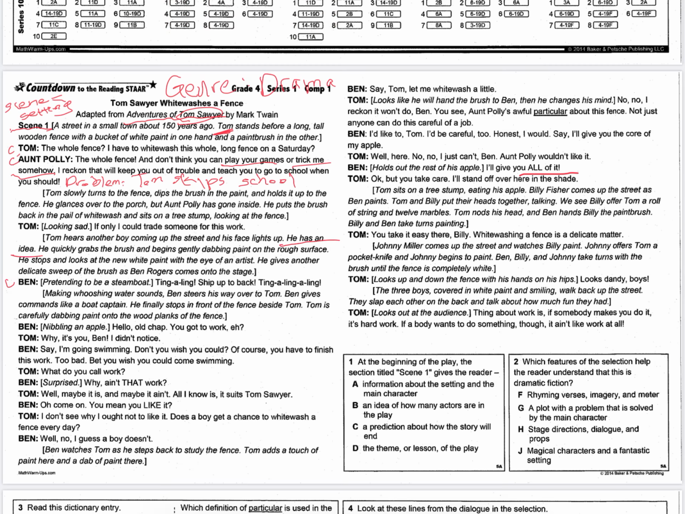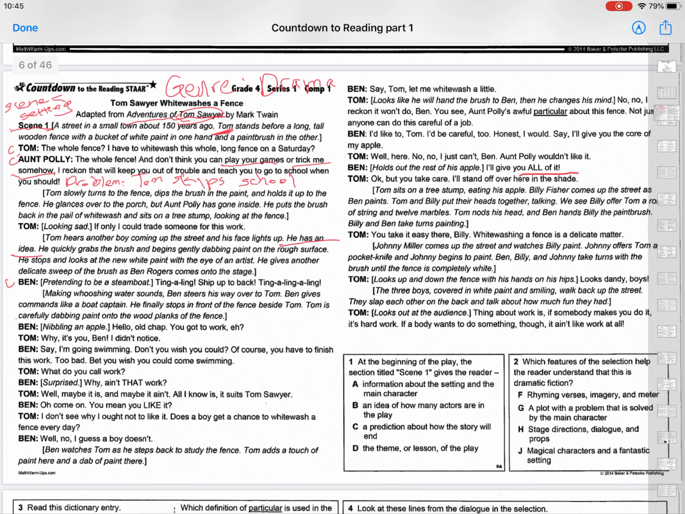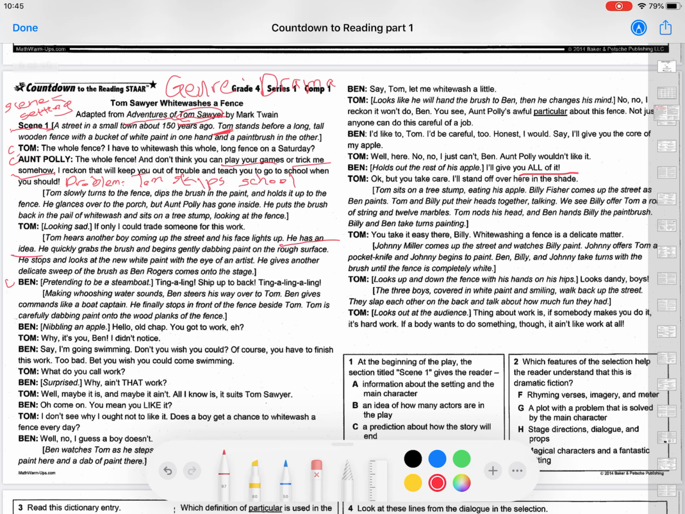Also, we have the word particular underlined in our sentence. We know that if a word is underlined, that is probably going to be a vocabulary question about it. So we might as well use our context clues to figure it out. "You see, Aunt Polly's awful particular about this fence. Not just anyone can do this careful of a job." So if we know that they have to be careful with the job that they're doing, we can use our context and define particular as being exact.